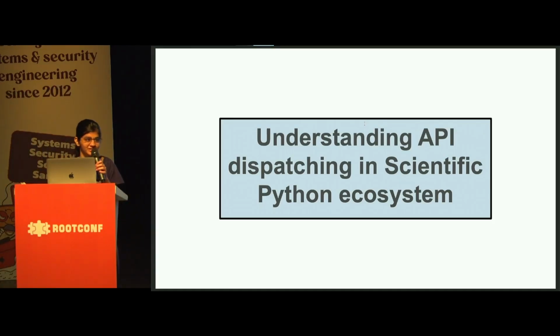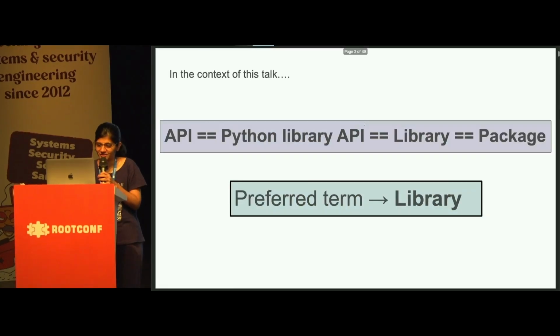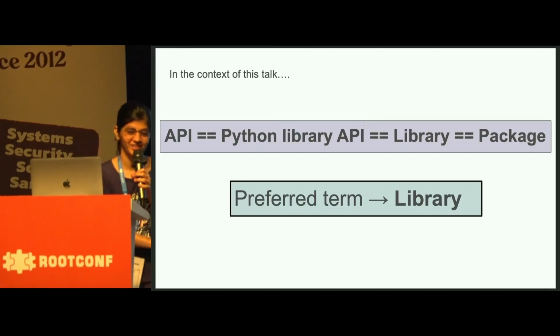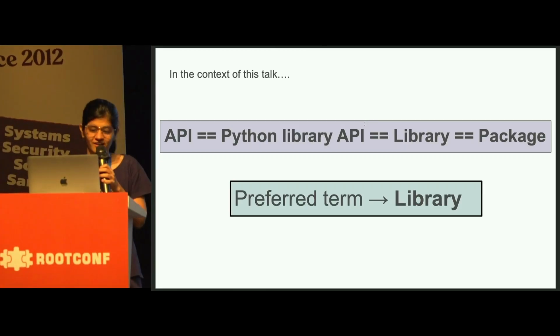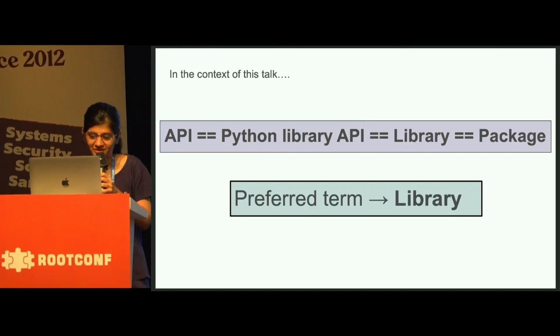Hi, so in the next 5 minutes, I'm just going to give an overview of how API dispatching is implemented in different scientific Python projects. So here API means a Python library API. I don't mean web API or anything. And instead of package and library, I'll go with library, okay?